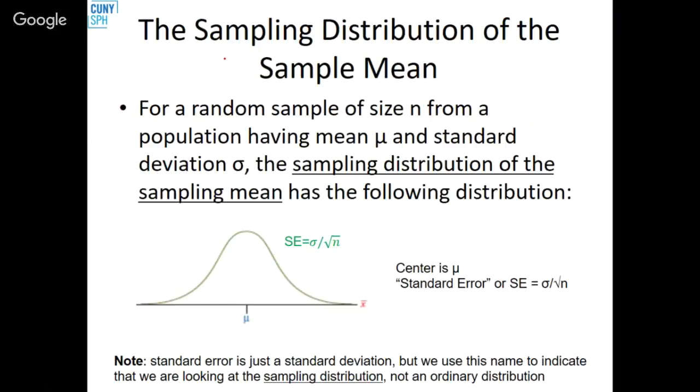So the sampling distribution tells us the distribution of sample means under repeated sampling. Sounds like we have sound. Good.